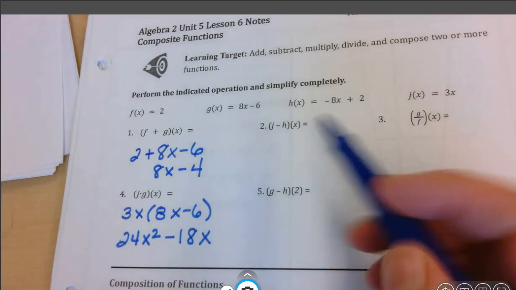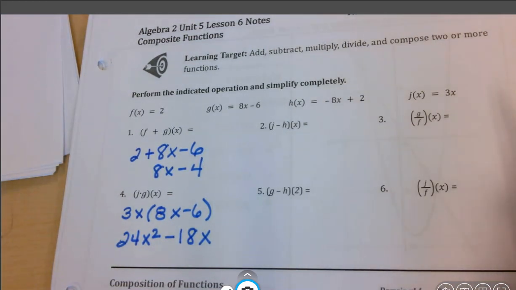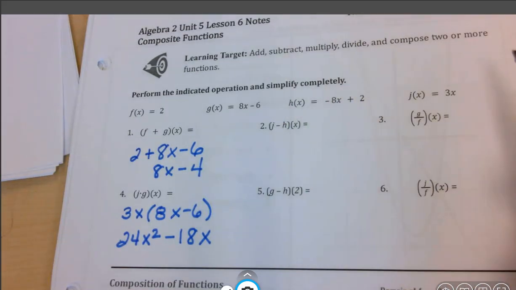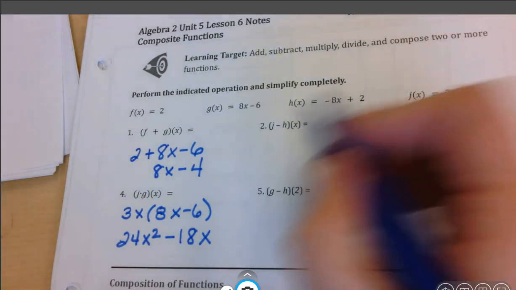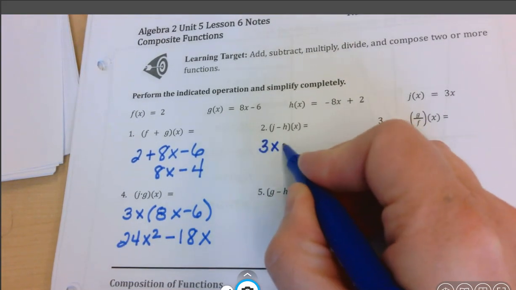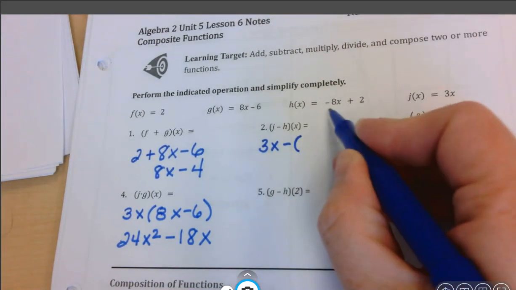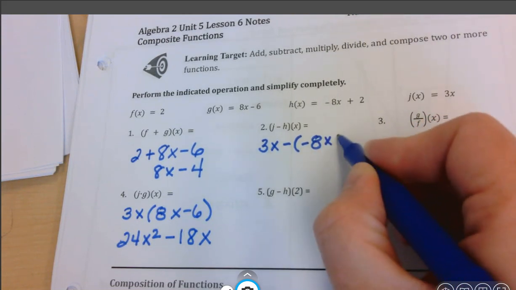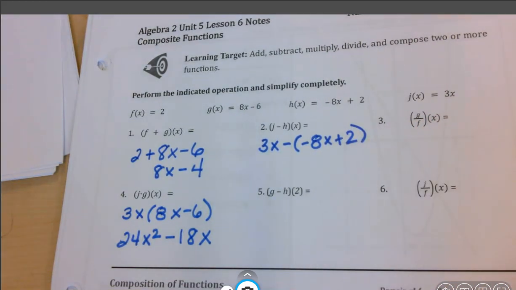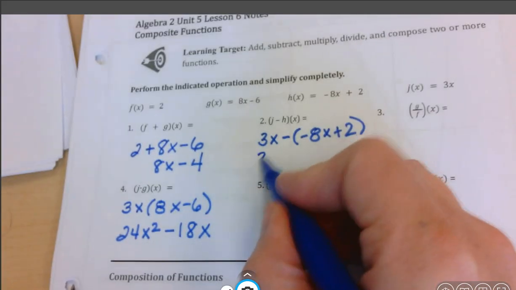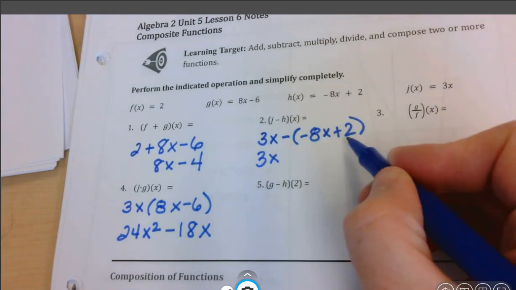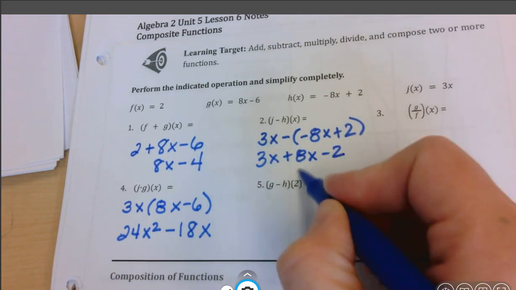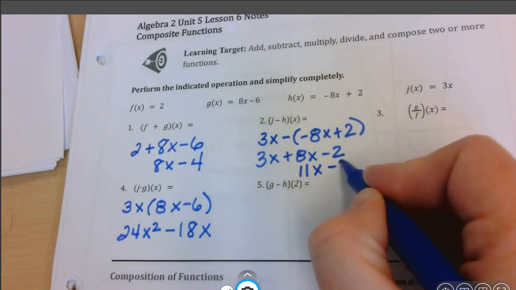Okay, in j minus h, a lot of you guys asked me a good question. Does that minus distribute to both, right? And it does. So it's 3x minus. To remind you to distribute it, you could put parentheses. And that reminds you that it's going to distribute to both of these. And so that's going to be a plus 8x and a minus 2. So we should get 11x minus 2.